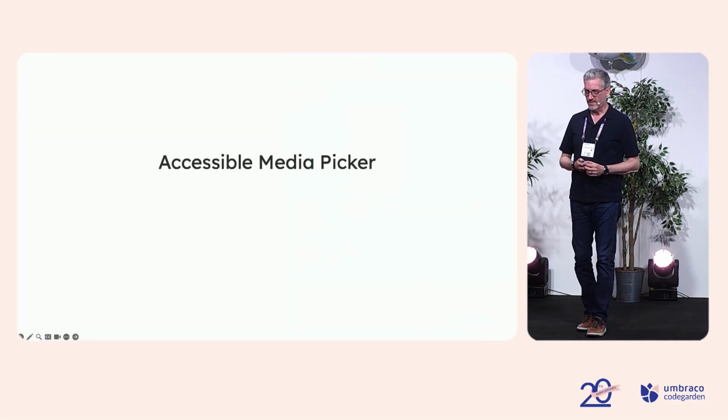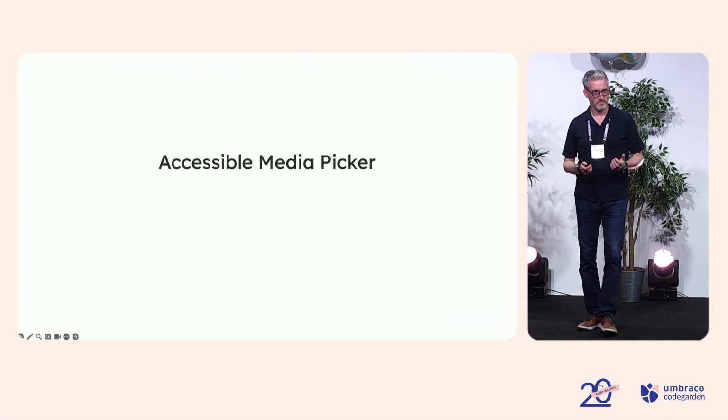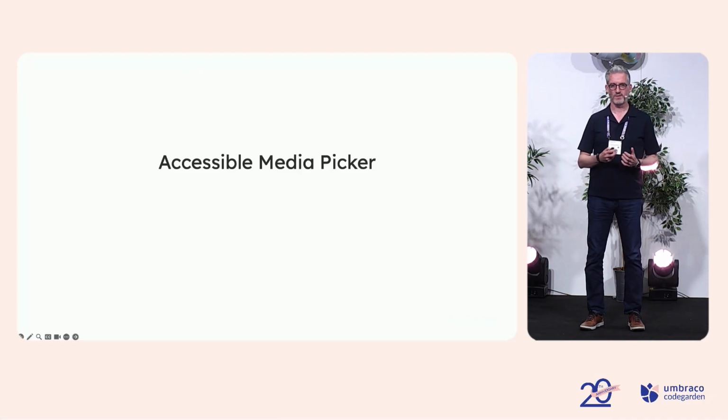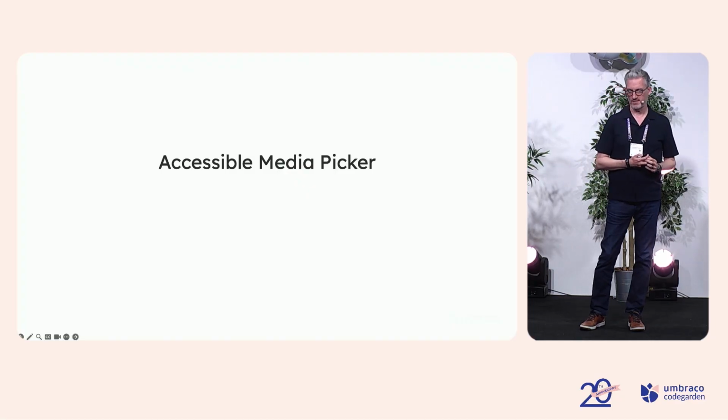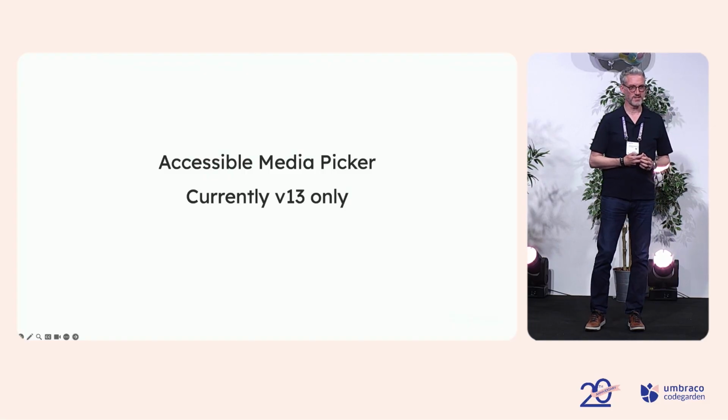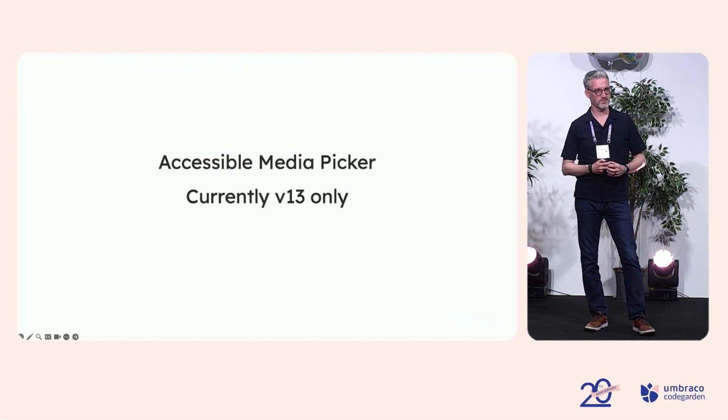So another alternative is the accessible media picker. If you're not familiar with it, it's a package by Nick Rimington. What he's done is he's taken the image picker, the standard image picker, and added an alt text thing into the image picker itself, which is brilliant. But at the moment, that's currently only for version 13, and everything else in this presentation is techniques that we can use on 13 LTS, 15, 16 going forward.